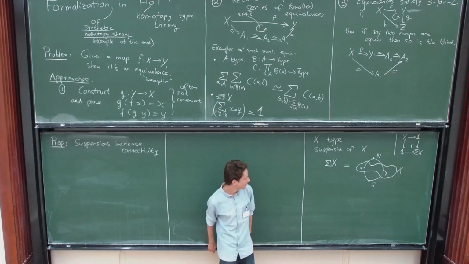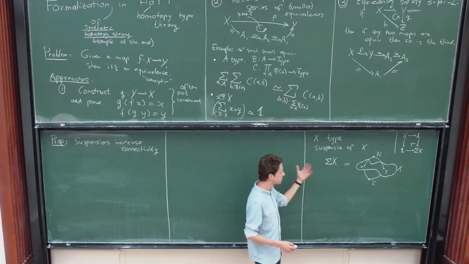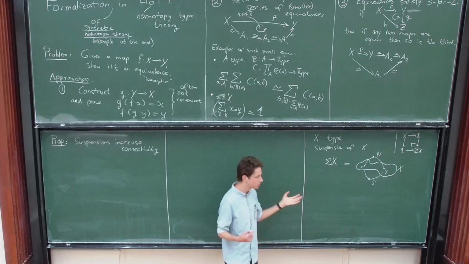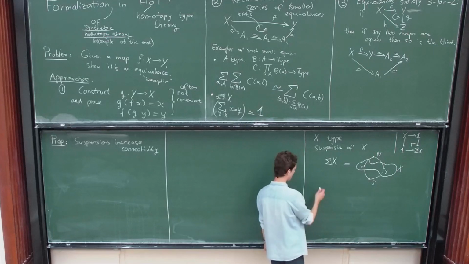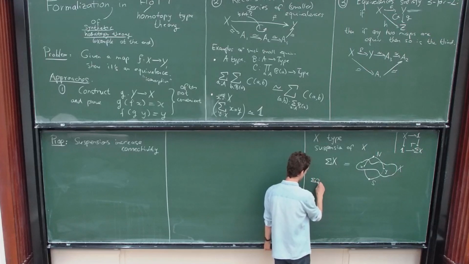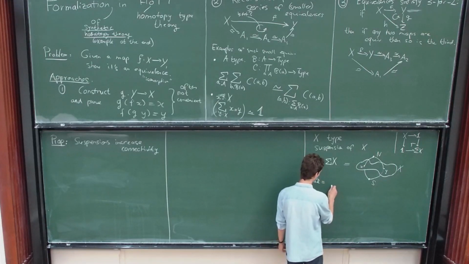Right. Okay, and so maybe at this point, if you have never seen this before, it's not clear why you would care about this. So maybe I'll give two examples to show why you would care about the suspension in the first place. So let's do a few examples. Let's do the suspension of the 2-point type. Okay, so what does this look like?